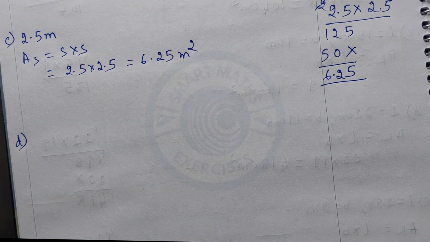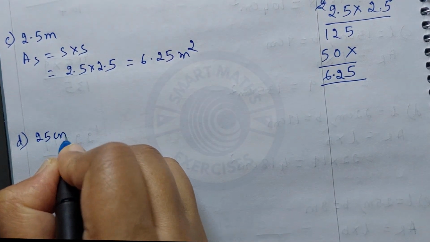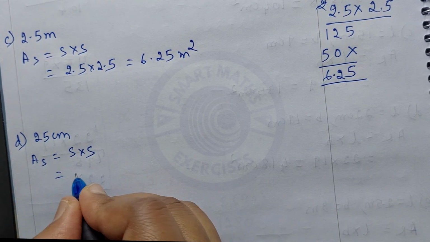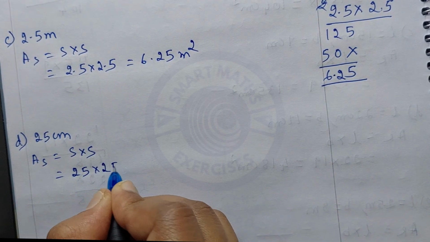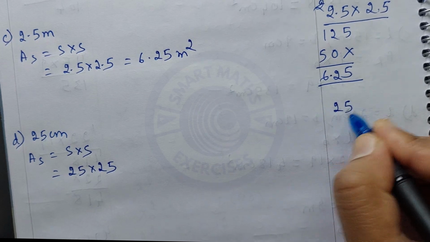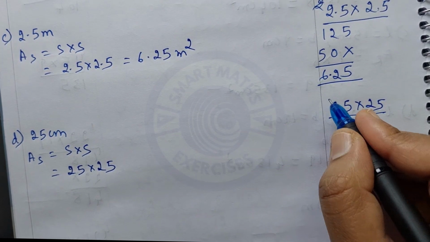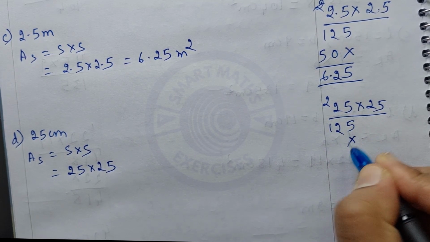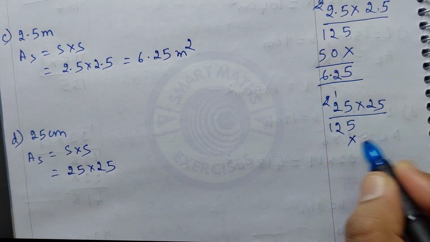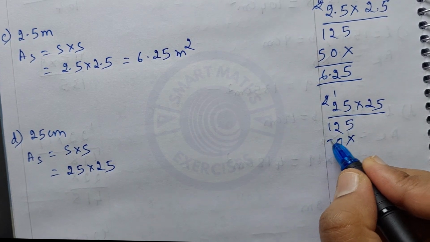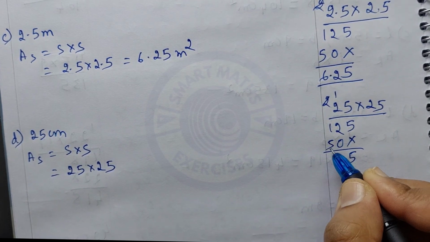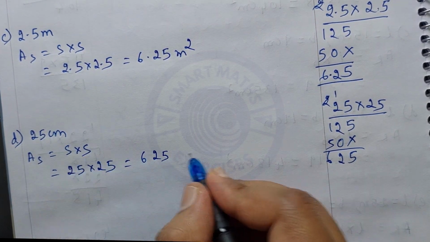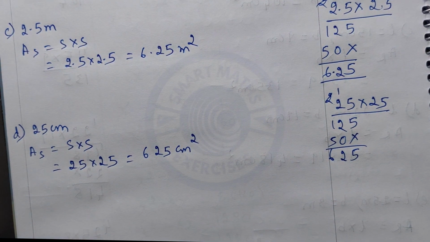Next question D. 25 centimeter. Area of square equals side into side. Side is given, 25 into 25. Multiply 25 into 25. 5 5s are 25. 5 2s are 10 plus 2 is 12. 2 5s are 10. 2 2s are 4 plus 1 is 5. 5 plus 1 is 6. 625. So answer is 625. So centimeter into centimeter, centimeter square.